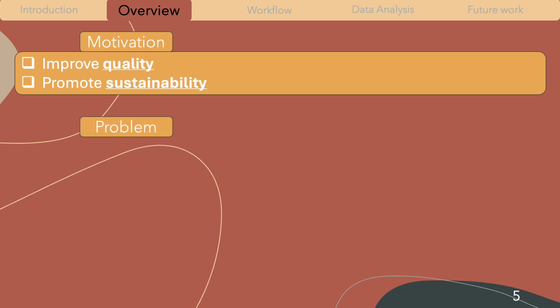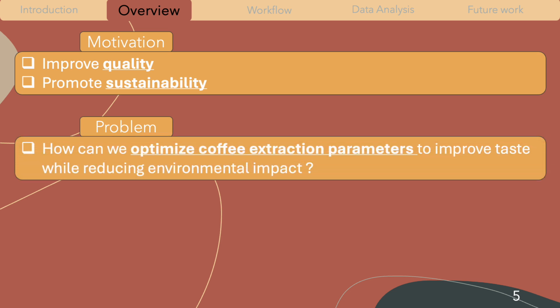What's the problem that we are going to solve through this research? The problem is simple here. How can we optimize these extraction parameters in order to improve the taste of coffee, in order to improve the final outcome of coffee, and reduce any negative impact on the environment?